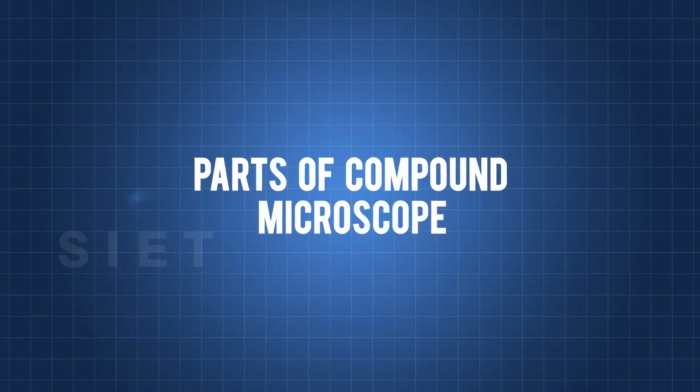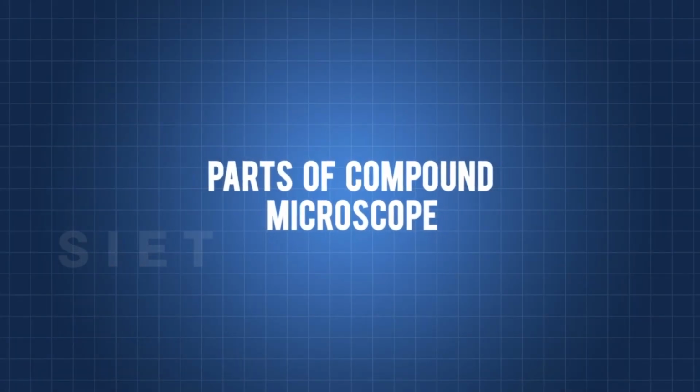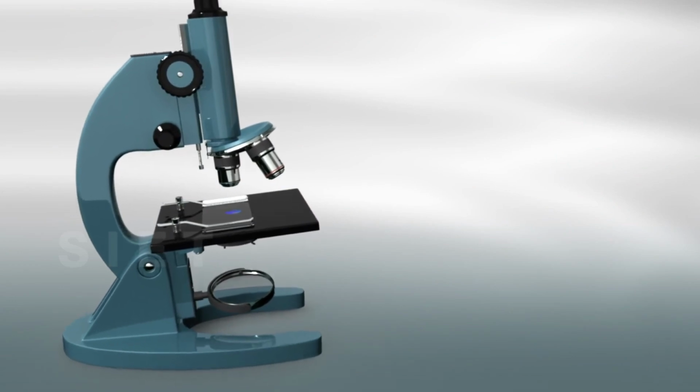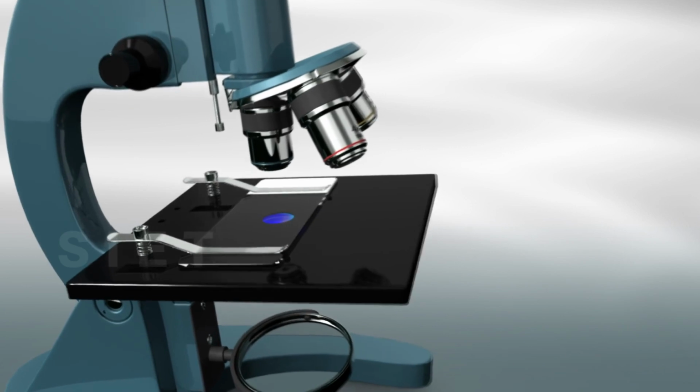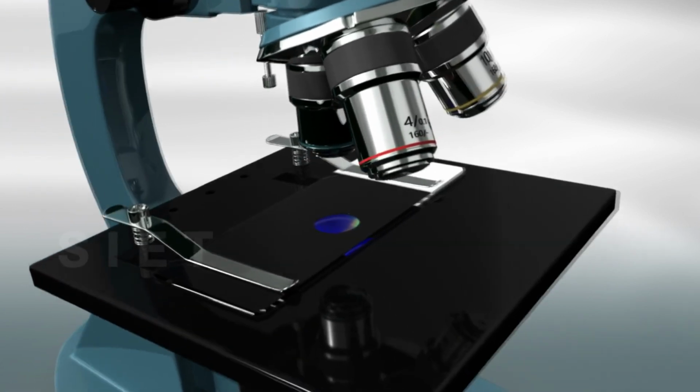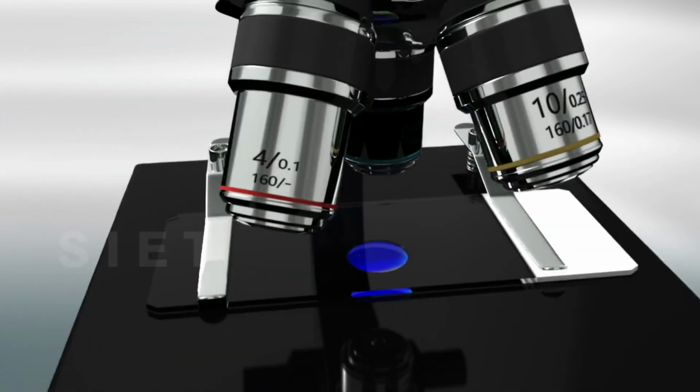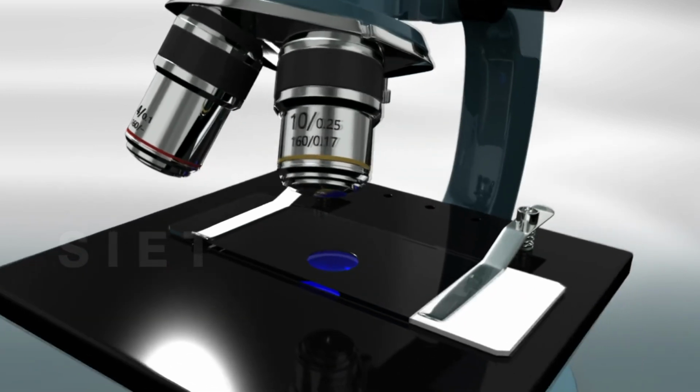Parts of a compound microscope. A microscope is an instrument used to see objects that are too small to be seen by the naked eye. This instrument has several parts. Let us familiarize the different parts of the microscope.